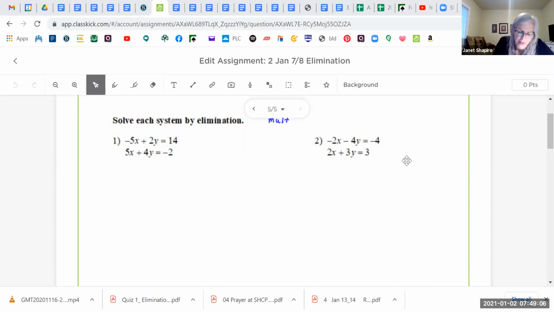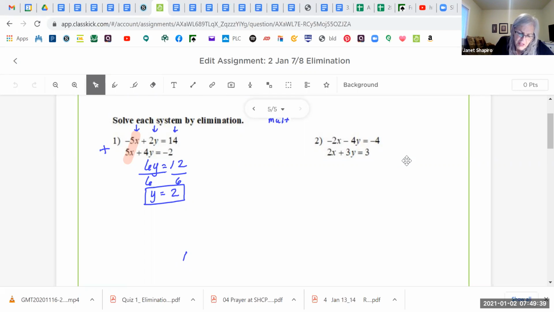If I look at this first one, when I look down the columns, I notice that my x's are the opposite of each other. They'll add to 0. So that's my decision. I'm going to just add here. And when I add down the columns, the x's cancel out. They add to 0. And I have 6y equals 12. Divide by 6. Y is 2. I'm halfway there.